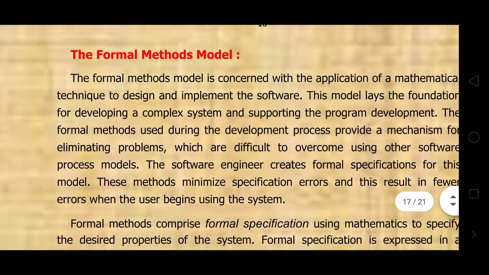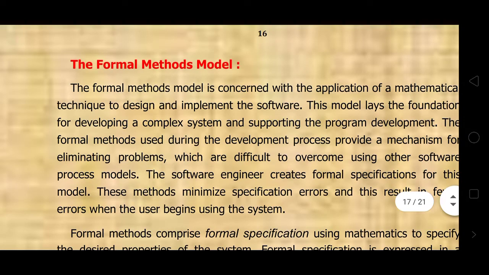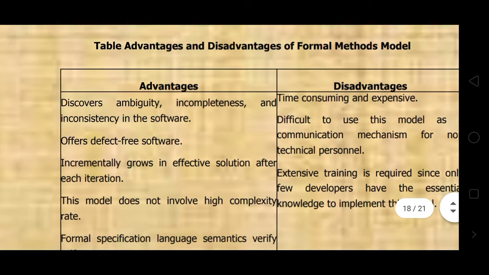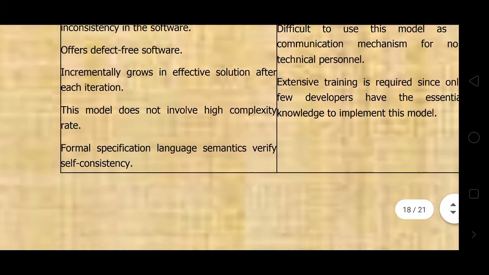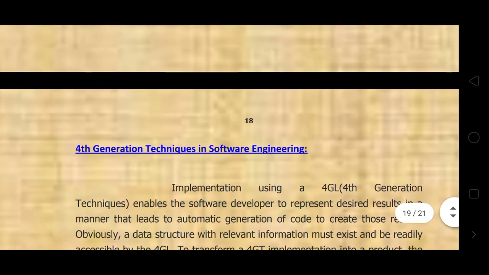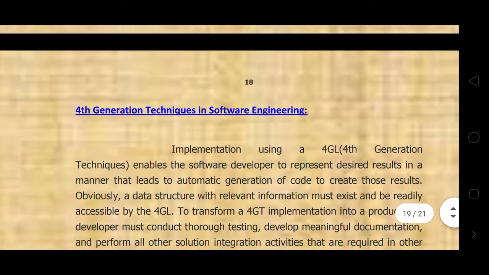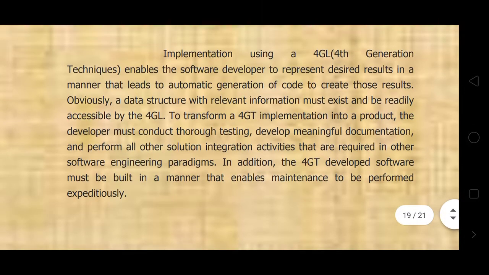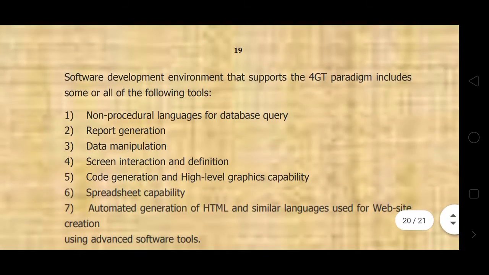Formal methods model. We have the disadvantages and advantages of the formal method model. Next one, fourth generation technique in software engineering, 4GT, fourth generation.